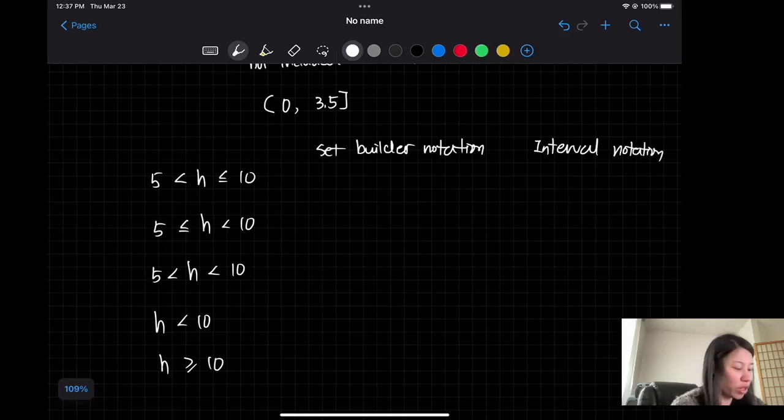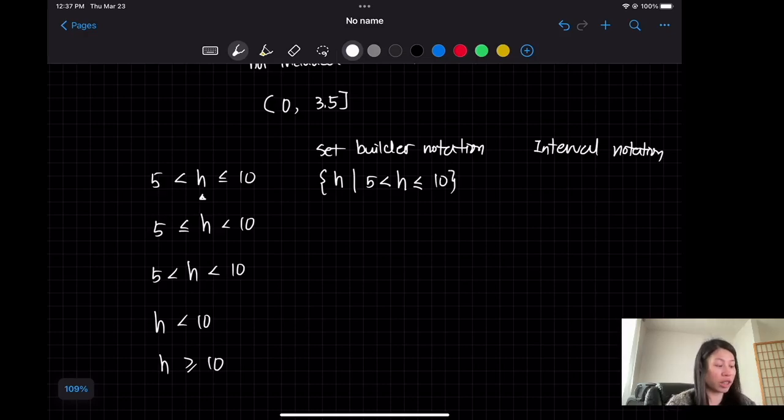Okay, so for the set builder notation, since it's h in between 5 to 10, I want to write it as h greater than 5 but not equal to 5, but less than or equal to 10. So this is the set builder notation. For interval notation, this is going to be 5 and 10, bracket including 10.